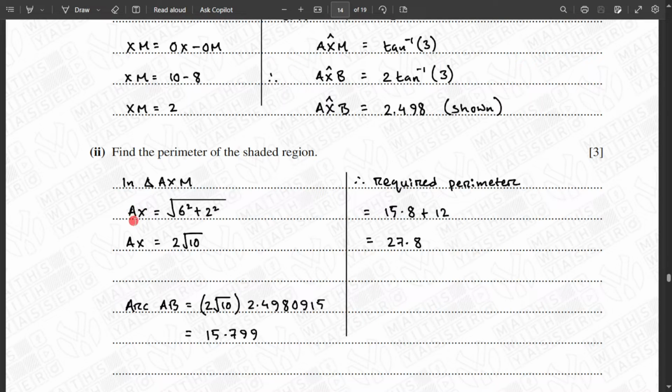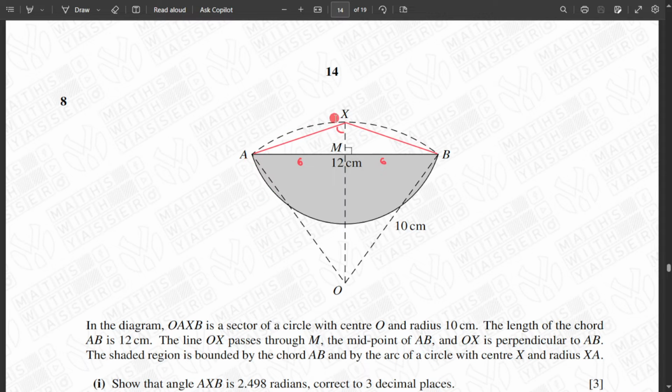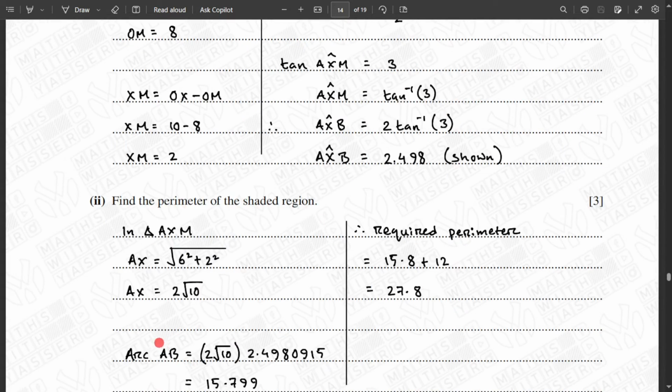So in triangle AXM, AX is equal to the square root of 6 squared plus 2 squared, because for this triangle, the right angle is over here. That means AX is the hypotenuse. So that will give us AX is 2 root 10.